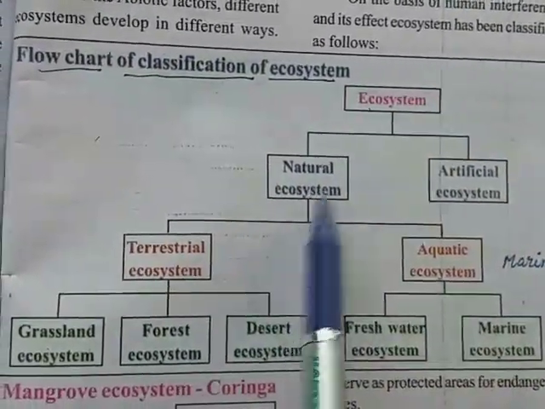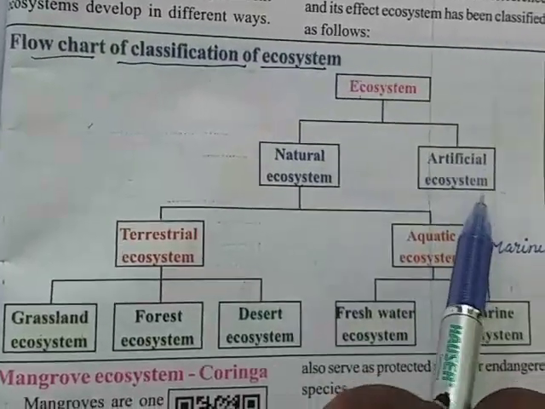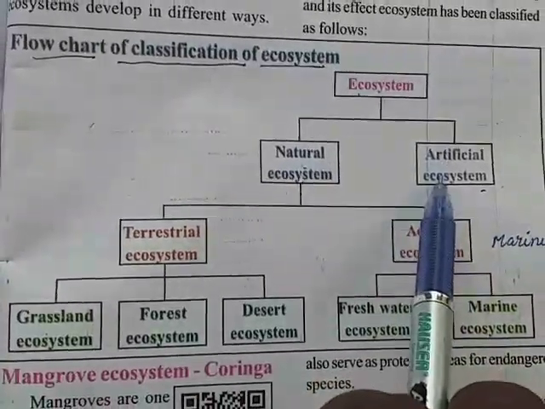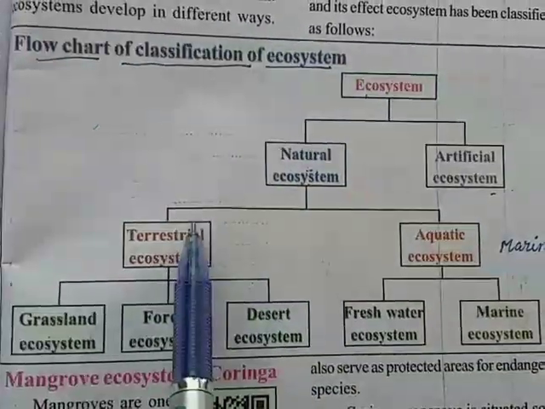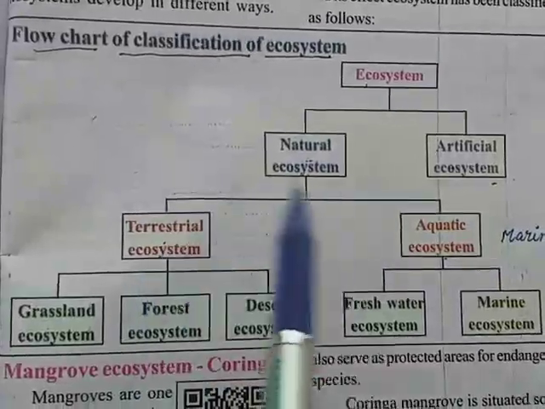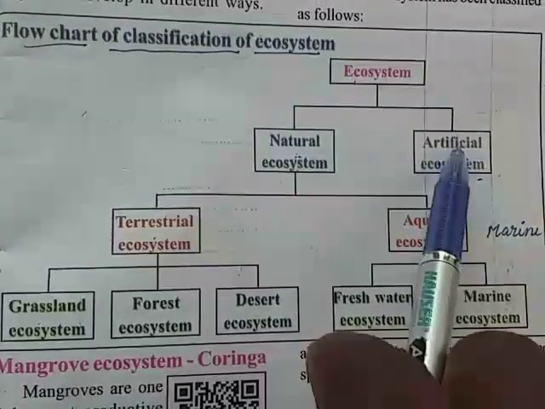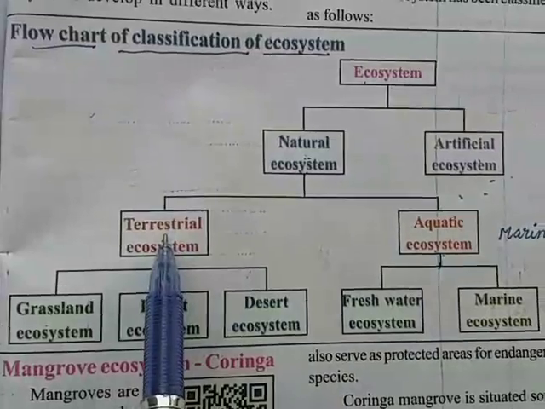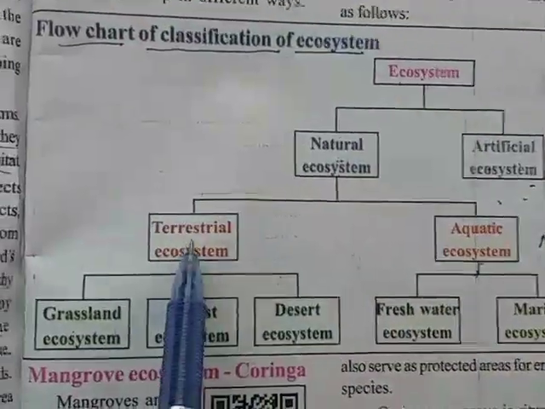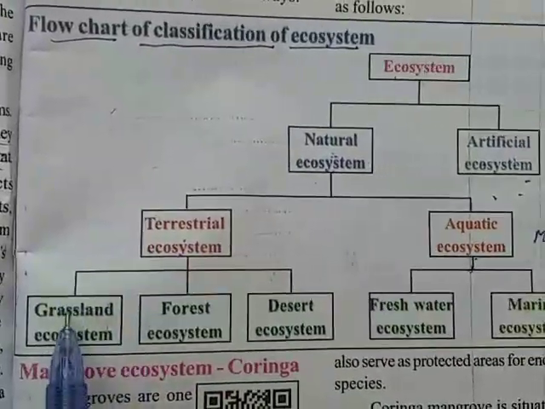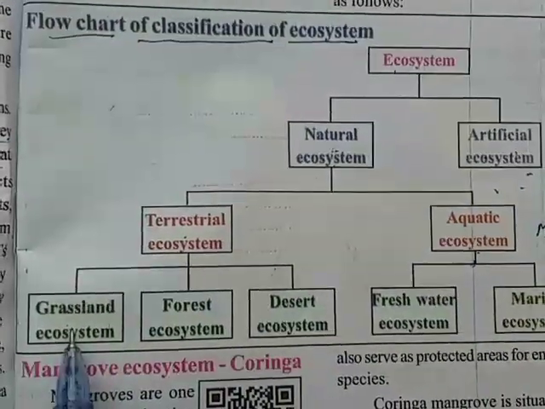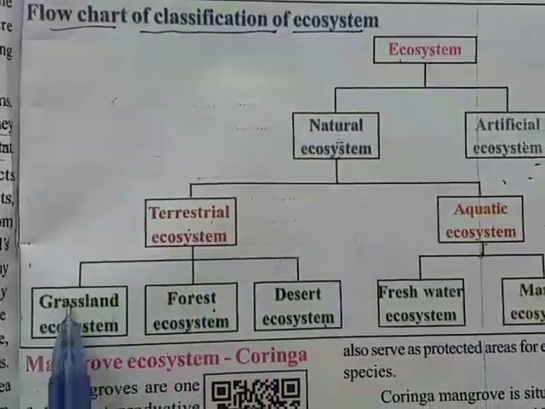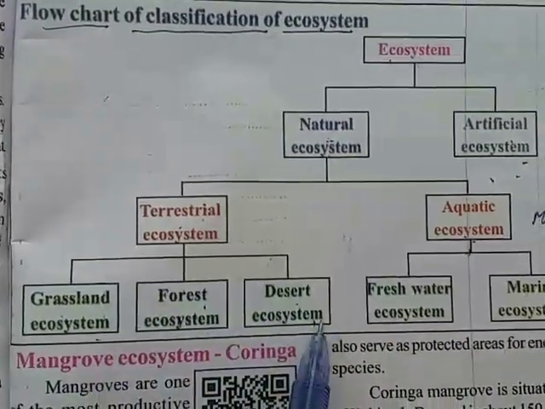Ecosystem is mainly divided into how many types? Two types: natural ecosystem and artificial ecosystem. Natural ecosystem is again divided into terrestrial ecosystem and aquatic ecosystem. Artificial ecosystem is not under our syllabus, so no need to discuss it. Terrestrial ecosystem is divided into three types: grassland ecosystem, which contains grass; forest ecosystem; and desert ecosystem.